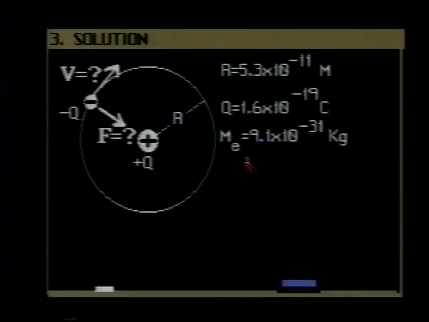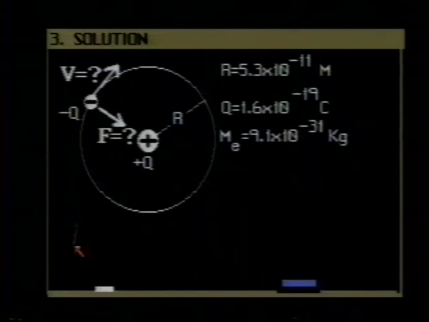I've added one more piece of information here that we will eventually need for the problem, and that is the mass of the electron. That's 9.1 times 10 to the minus 31 kilograms. The force that we're looking for on the electron is directed towards the positively charged proton. The magnitude of that force is simply given by Coulomb's law.